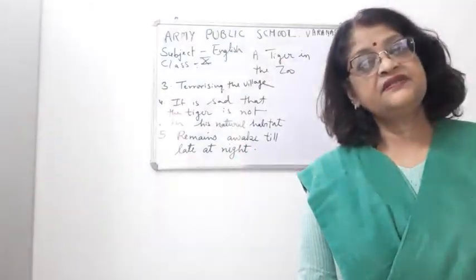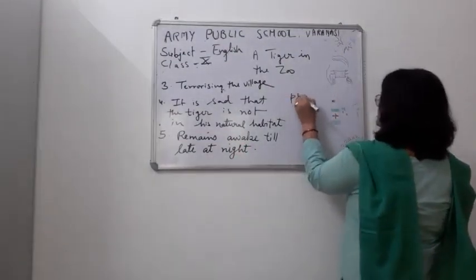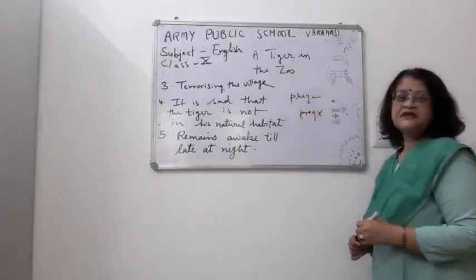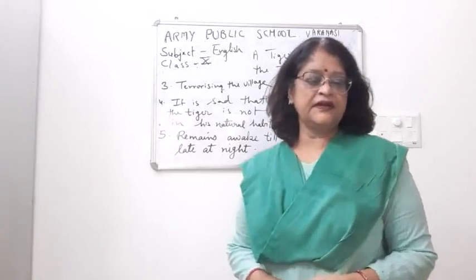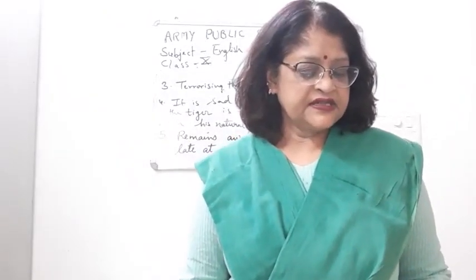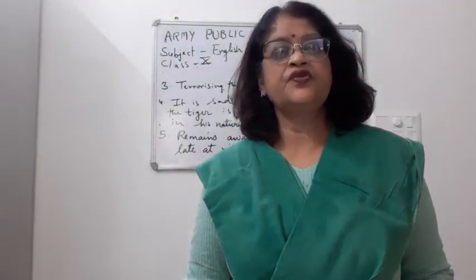What is the meaning of prey? P-R-E-Y, this prey, not P-R-A-Y, this one. Prey means the animals which he is going to kill. He knows where he can find his kill in the wild. He is very much aware of where he should go to kill the animal.